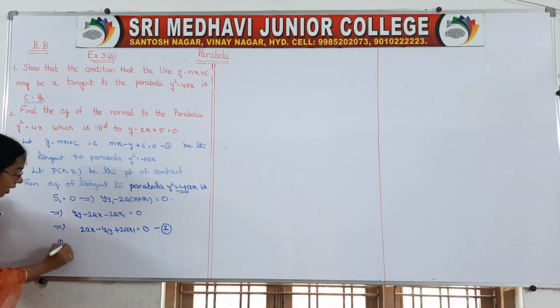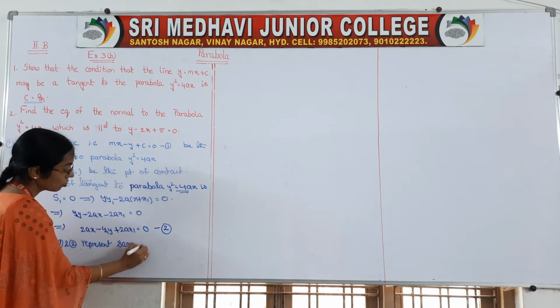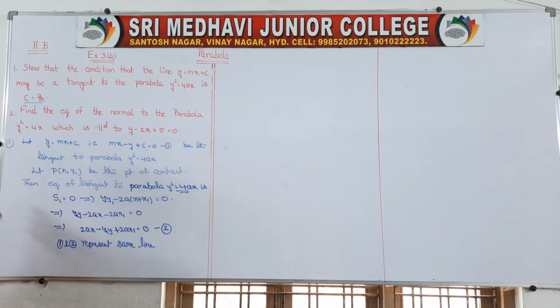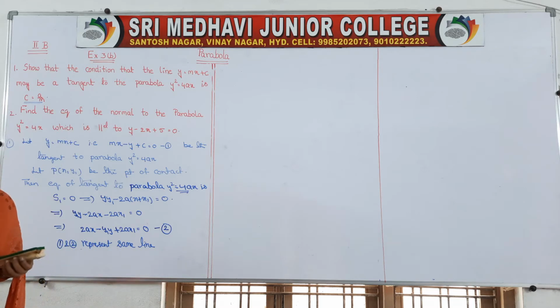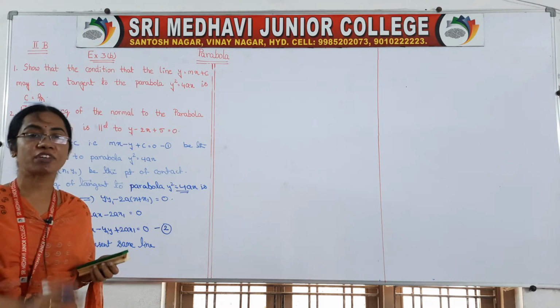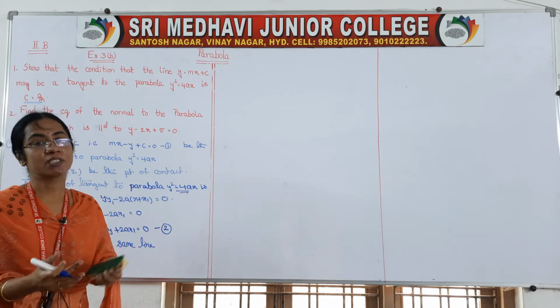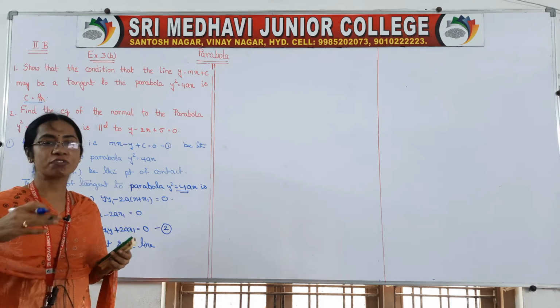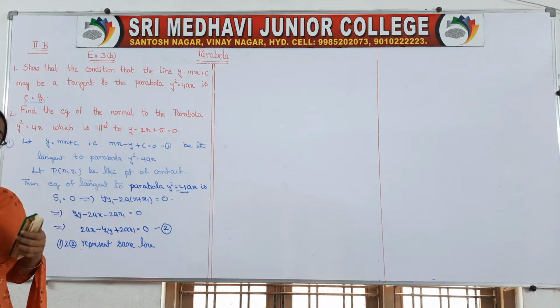So 1 and 2 represent the same line, right? These two represent the same line, which means what happens? X coefficient by x coefficient, y coefficient by y coefficient, constant by constant we will equate. Whenever in mathematics two lines or two equations represent the same line, we take like coefficients and equate them. That means x coefficient by x coefficient is equal to y coefficient by y coefficient is equal to constant by constant.